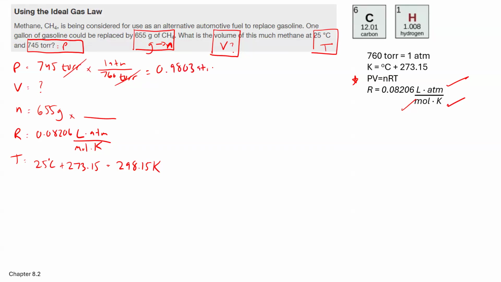0.9803 ATM. All right, now this takes a little more work, and we have to figure out methane. So we have carbon, we have one of those. Each one of those is 12.01 grams per mole. Hydrogen, we have 3. Each of those is 1.008 grams per mole. Let's do the math.